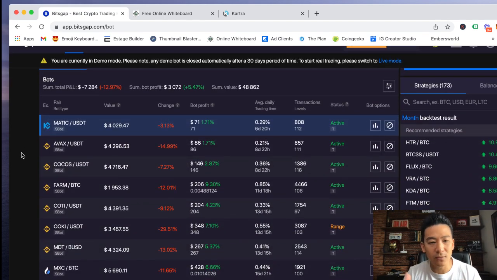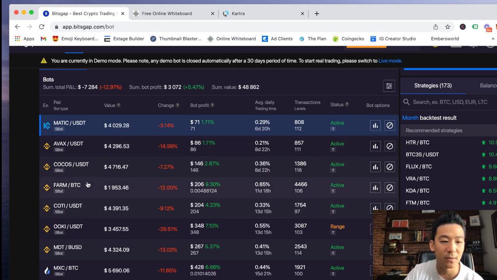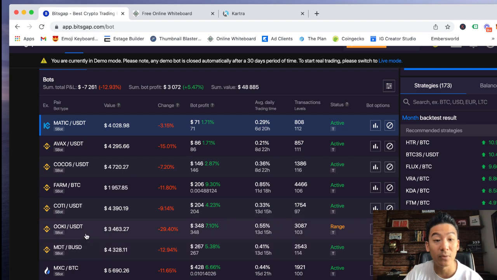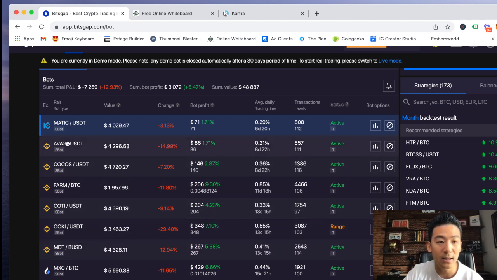So the way that it would generally work is you would buy different coins that would pair up with other coins. That's kind of how cryptocurrency works, right? So in this example, you can see that I'm using the Matic coin against USDT, the Farm coin against Bitcoin, Coti against USDT, for example, right? And based on the relationship between these two, the overall portfolio is going to go either up or down.